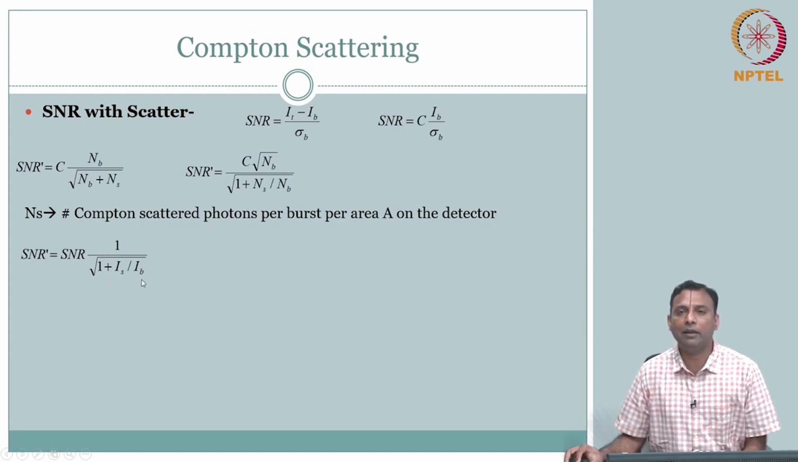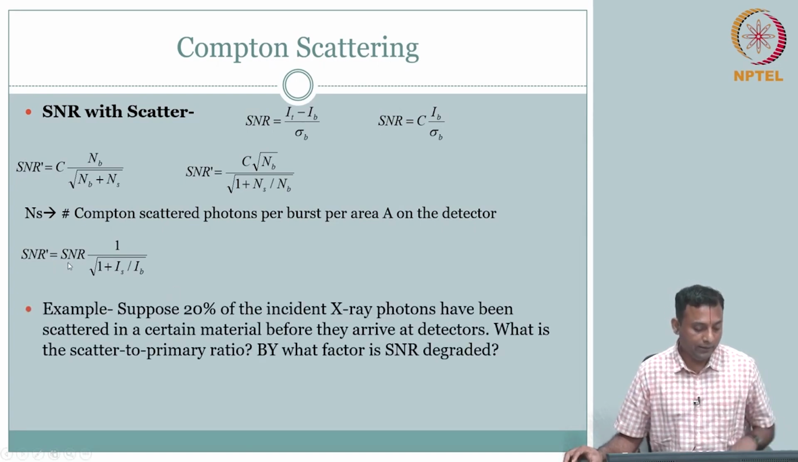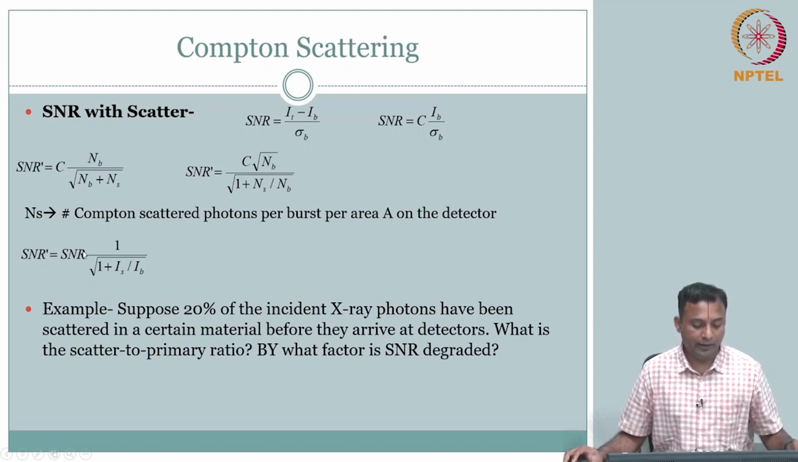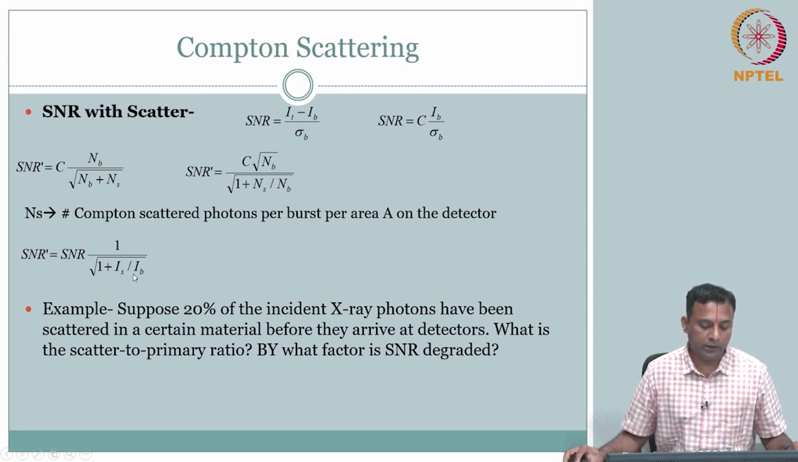What is this IS by IB? We already talked about the scatter to primary ratio. So, SNR dashed is essentially SNR, what it would be without Compton scattering, times 1 by 1 plus the scatter to primary ratio, so the denominator goes greater than 1 due to your Compton scattering.